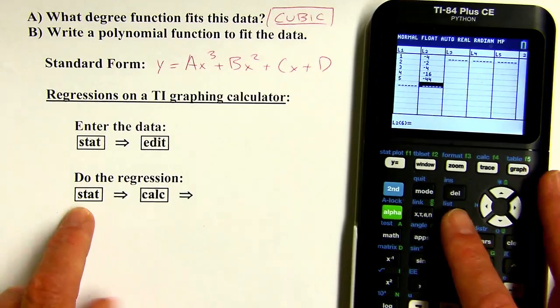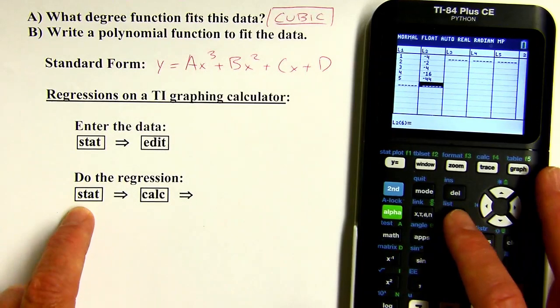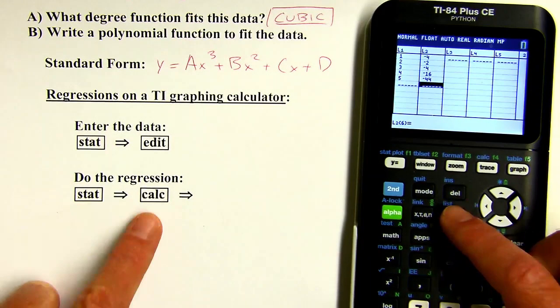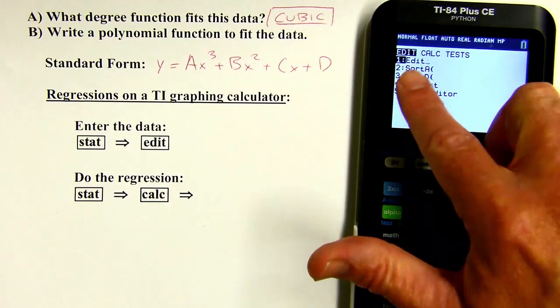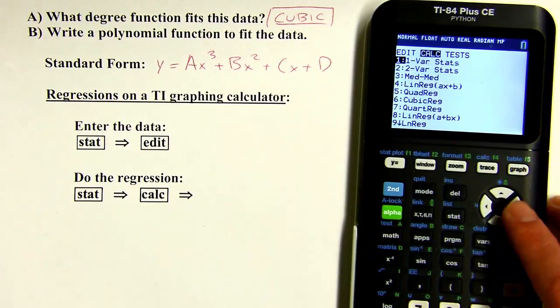So now I'm going to go back to the stat menu again. You don't have to go to the home screen. You can just hit the stat button again. We'll get to this same screen here, but we don't want to edit our list. What we want to do is a calculation.